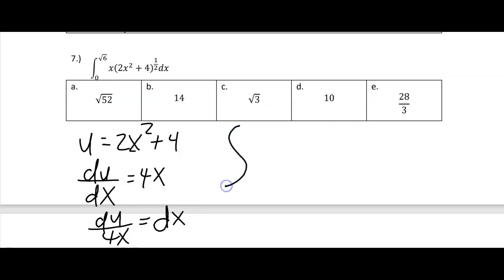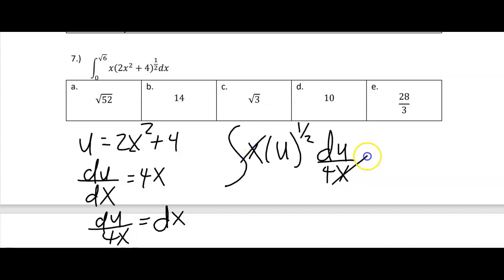Then we're going to go and do our u substitution. We're going to have x times u to the 1/2 du over 4x. And the x's cancel, and I'm going to go ahead and throw this 4 out to the front as a 1/4 there. Now we also need to rewrite our limits.